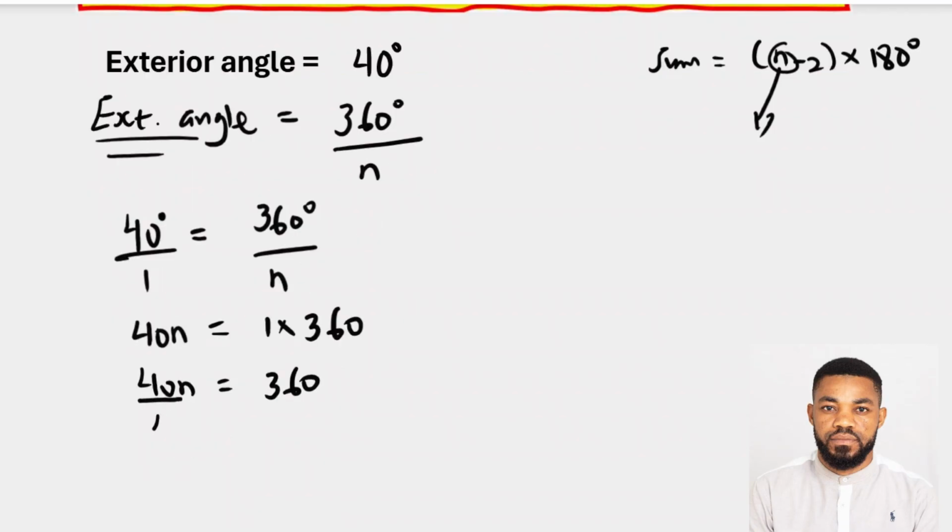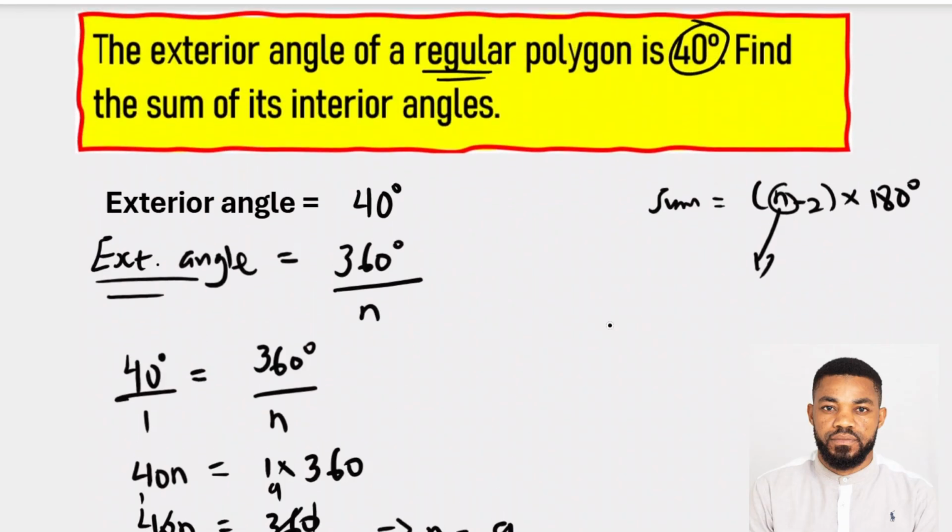So you have to divide here by 40, here too by 40 degrees. So now the 40 will just cancel the 40. And now we have 0 will just cancel 0 here. Now 4 goes into 36, 9 times. So this implies that n is equal to 9. So that means this polygon is a nonagon. So n is equal to 9.